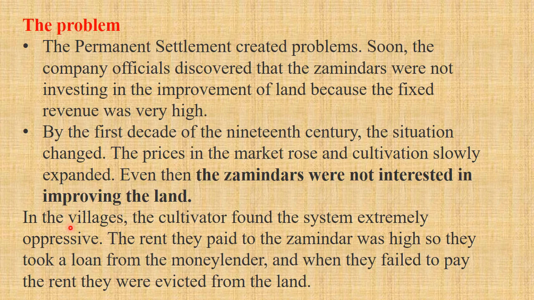In the villages, the cultivators found the system extremely oppressive. No one was satisfied with this system. The rent they paid to the Zamindar was high, so the peasants had to take loans from moneylenders, those who give loans. After some period, they found it difficult to pay the loan. So they would be evicted from the land. They were not allowed to use the land.